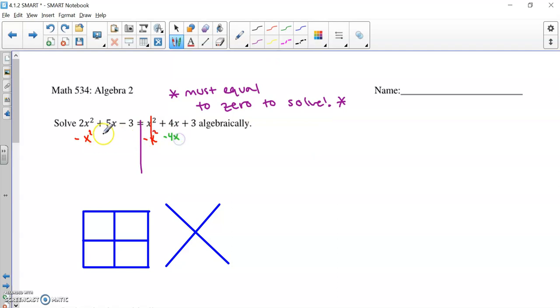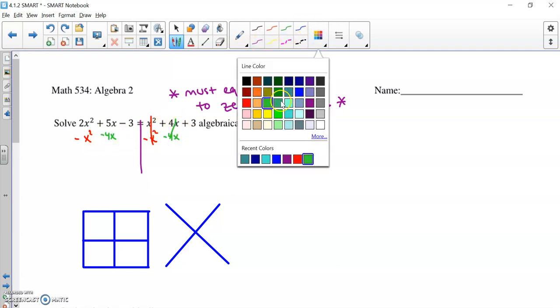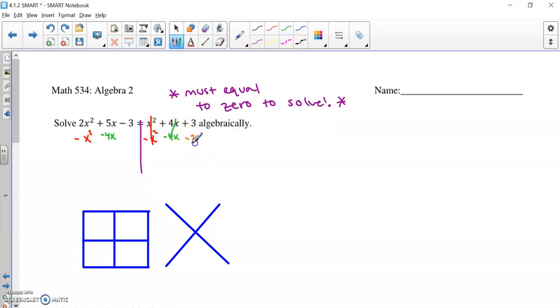This will cancel the 4x, and this will cancel the 3. Okay, so now on the left side, we have 2x squared minus x squared, which just equals x squared. 5 minus 4 is 1, so plus 1x, and then negative 3 minus 3 is negative 6. It's not 0. Be careful there.